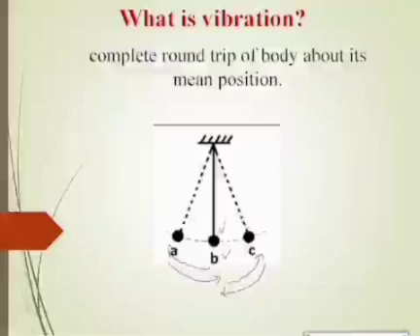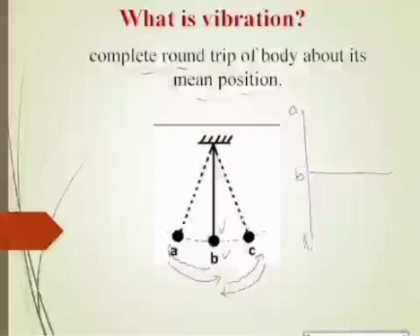So from this, we can define that one complete round trip of a body about its mean position is called one vibration. We can also represent this vibratory motion of a pendulum on a graph. Now, let us consider this is the mean position B. This is one extreme position A, and this is another extreme position C.